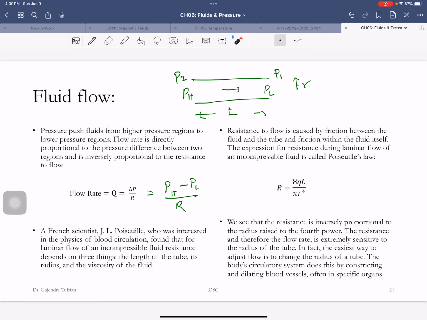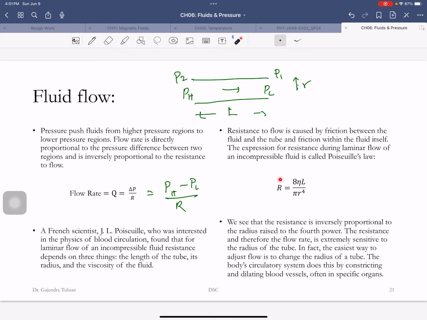So the French scientist Poiseuille was interested in the physics of blood circulation. He found that for laminar flow, we'll define laminar flow in a second, of an incompressible fluid, resistance depends on three things: the length of the tube, its radius, and viscosity. Viscosity is friction in the fluid, so the resistance is proportional to viscosity. Again, honey has higher viscosity than water. It's proportional to the length of the tube, and inversely proportional to the radius to the power 4. This will be very important.